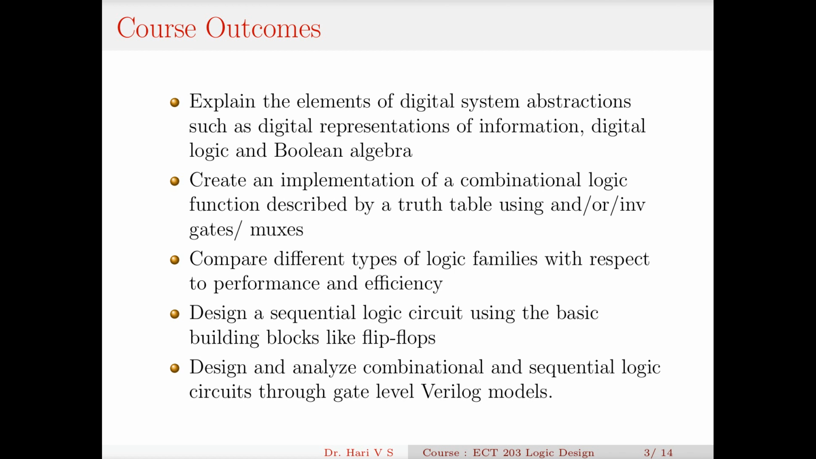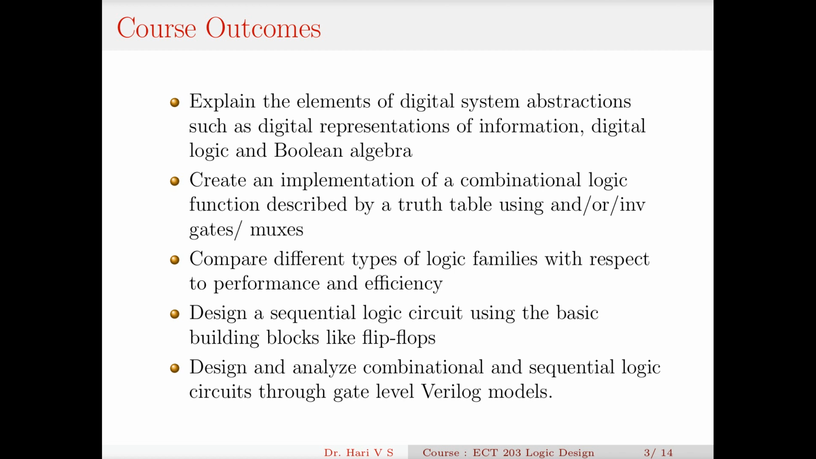So the course outcomes. First, the student will learn to explain the elements of a digital system abstraction, such as digital representation of information, digital logic, and Boolean algebra. So these are very important things. We will start with number systems and Boolean algebra, and based on that Boolean algebra you can develop digital logic, and based on those digital logic circuits you can develop digital systems.